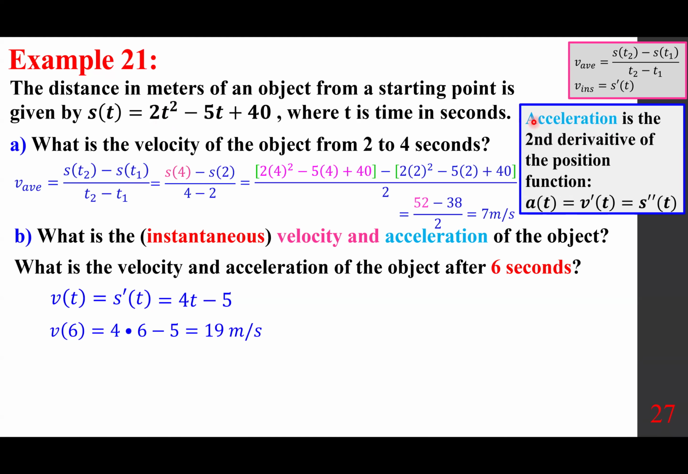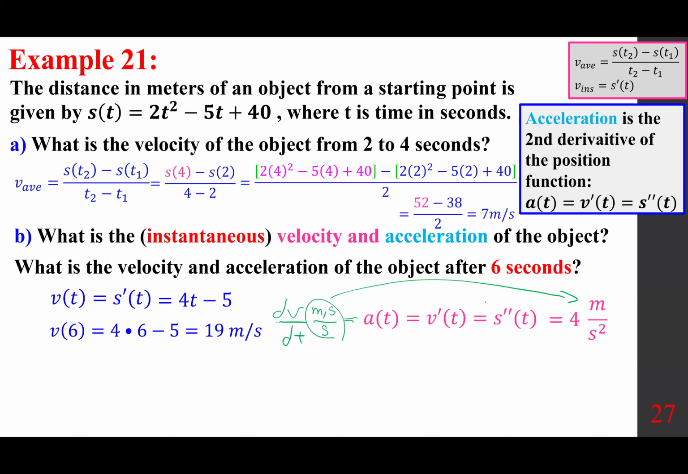Acceleration refers to a higher derivative. Acceleration is the second derivative of the position function. A of t is v prime, which equals s double prime. Differentiate this again, which is 4. I'm going to discuss the unit in a moment. 4 is independent of t, so at any time, t equals 6 or 5 or 4, it makes no difference, it's still the same thing. But why is this meters per square second? Because a of t is dv/dt: change in velocity, meters per second, over change in time, seconds. This gives you meters per square second.